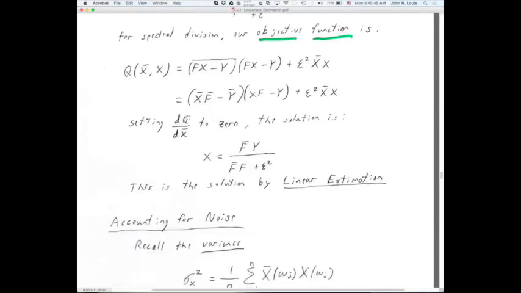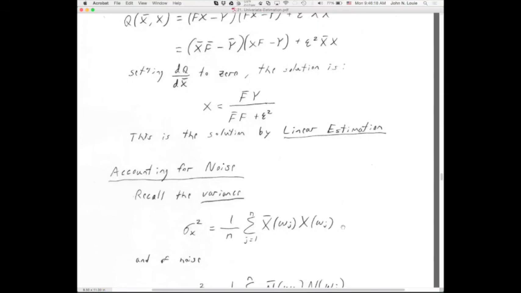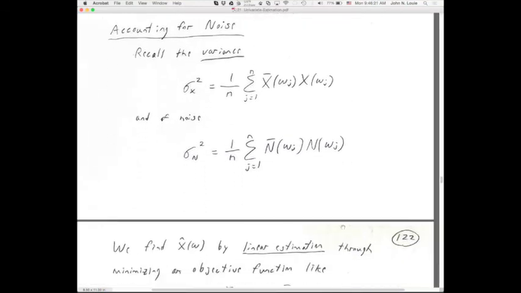Setting dQ/dx conjugate to 0, here's the solution for x: f conjugate y divided by f conjugate f plus epsilon squared. So now we know that our smooth division by 0 is just the same as the solution by linear estimation, with all the same properties. Okay, it's time to talk about noise a bit.